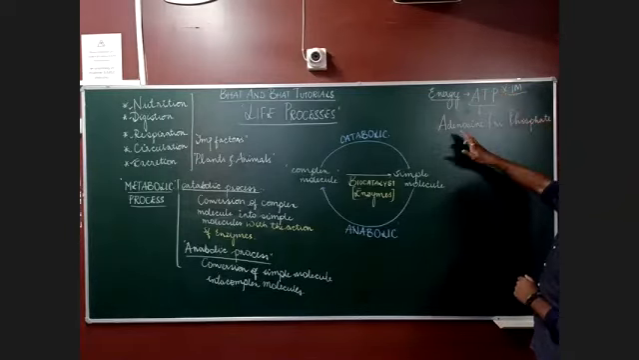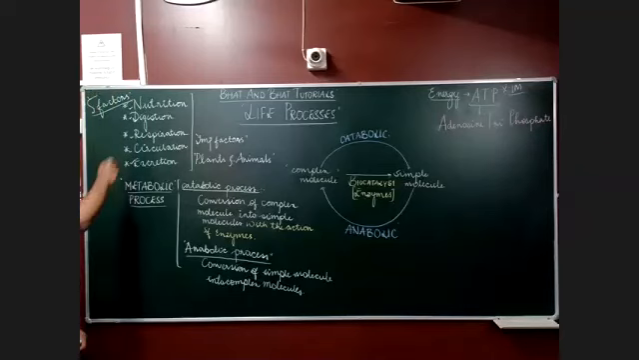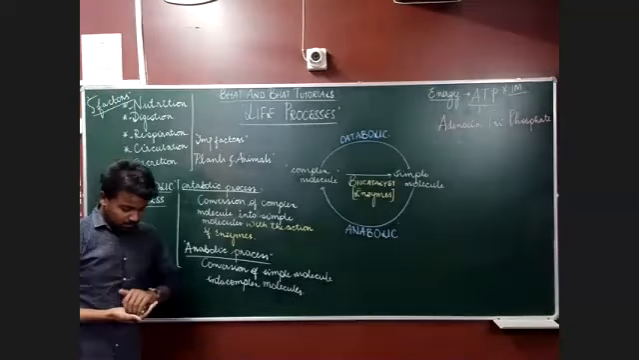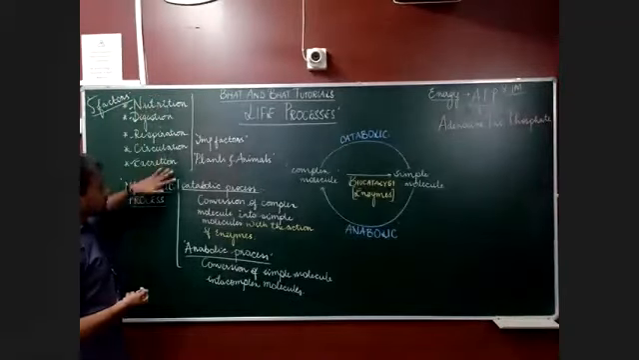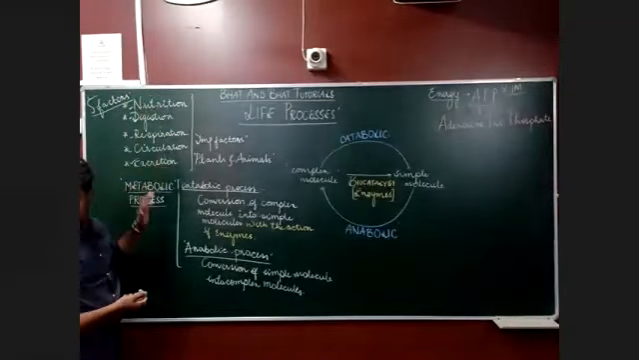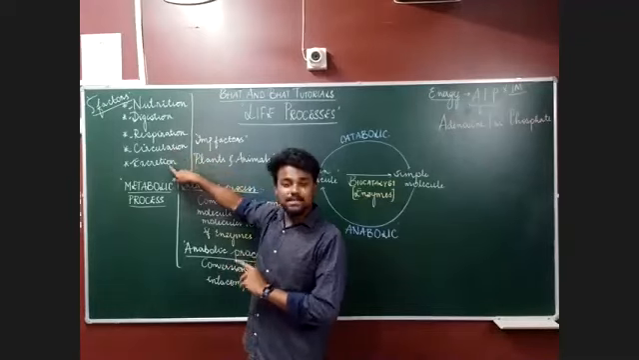Initially we have understood the 5 factors. Now you have to recite, or you can just glance. We'll start from the beginning and then we'll go to the nutrition concept. So initially we started with the 5 factors, which are regarded as nutrition, digestion, respiration, circulation, and excretion.